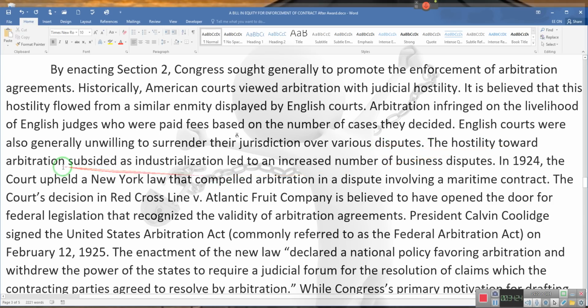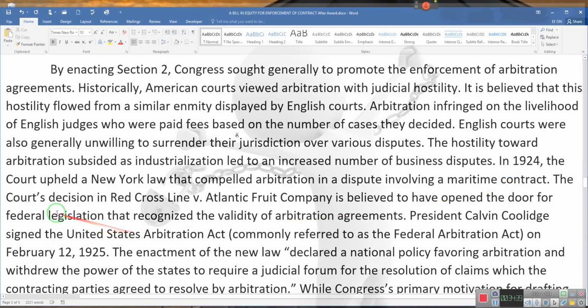The hostility towards arbitration subsided as industrialization led to the increased number of business disputes. In 1924, the court upheld the New York law that compelled arbitration in a dispute involving a maritime contract.